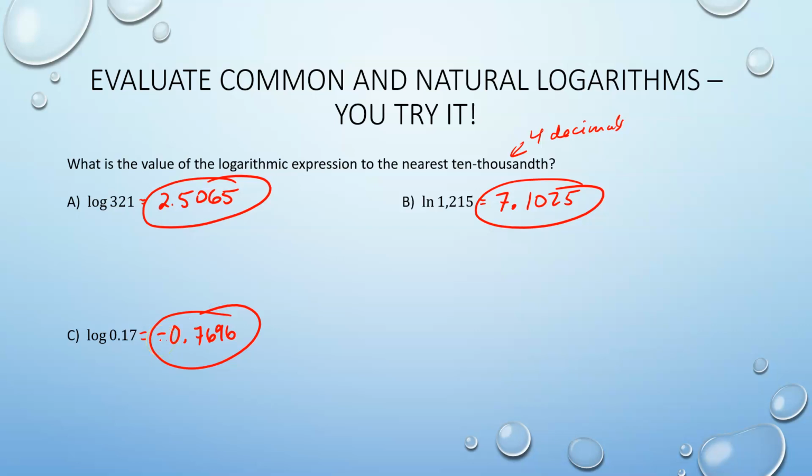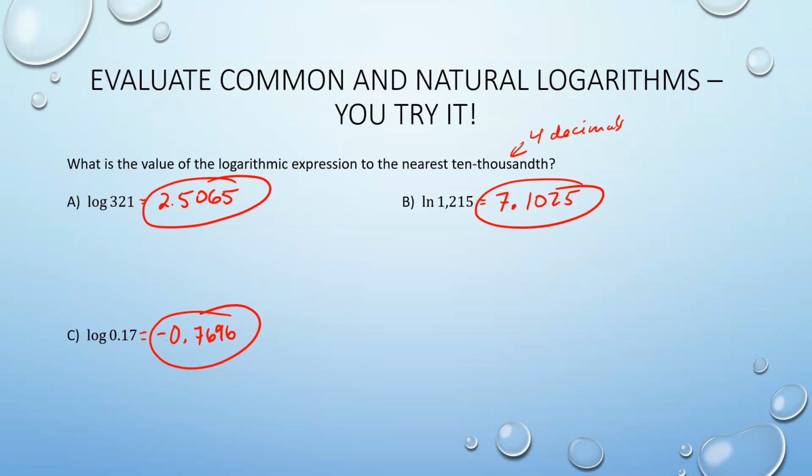That happens sometimes. Remember, that's when you flip it. But again, because these are the common logs and the natural log, our calculator has that button. We can type them in. These would not have been ones we could have done by hand without a calculator. Okay, so that's evaluating the common log and the natural log.